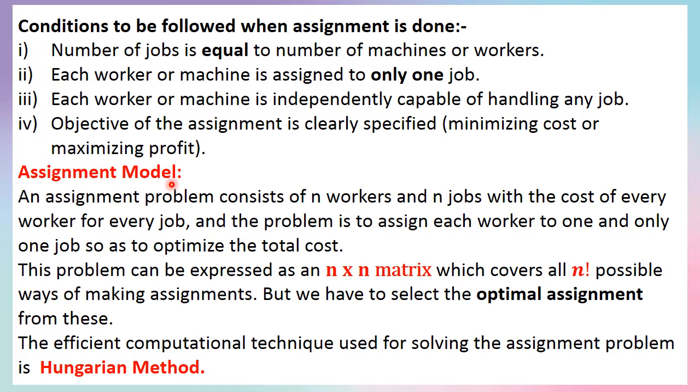Now, the assignment model. An assignment problem consists of n workers and n jobs, only for example, with the cost of every worker for every job. The problem is to assign each worker to one and only one job so as to optimize the total cost. This problem can be expressed as an n by n matrix, which covers all n factorial possible ways of making assignments. But we have to select the optimal assignment from these. The efficient computational technique used for solving the assignment problem is the Hungarian method.